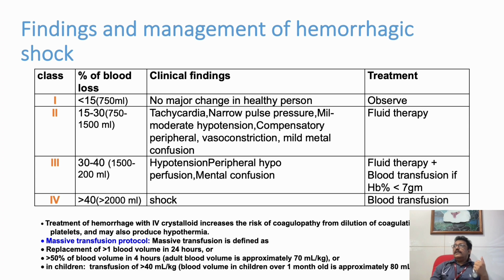We have to give a 1:1:1 ratio, like you can give RBC, you can give platelets, you can give coagulation factors, that is FFP, in 1:1:1 ratio: RBC 1, platelet 1 and FFP 1. That is called the massive transfusion protocol. We are not going into the details of that now.